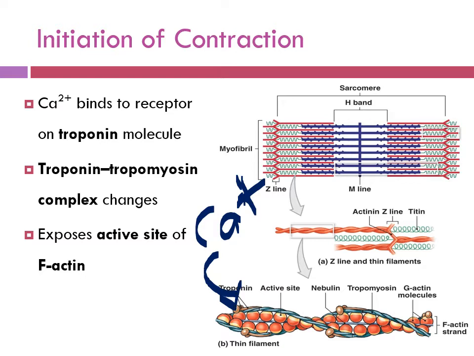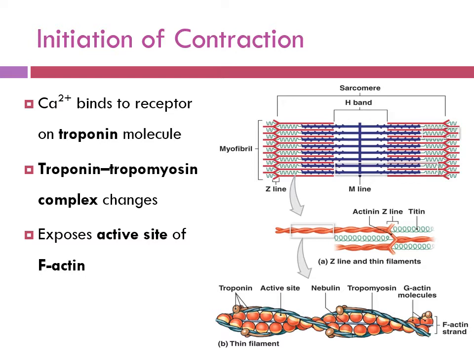So the calcium comes in, binds to troponin, and when that binding happens, it causes the troponin to change its shape. So the troponin rolls over, and when it does so, it rolls the tropomyosin off of the active sites on the actin so that it exposes those active sites. And that's what allows the myosin heads to bind to the actin and cause a muscle contraction.